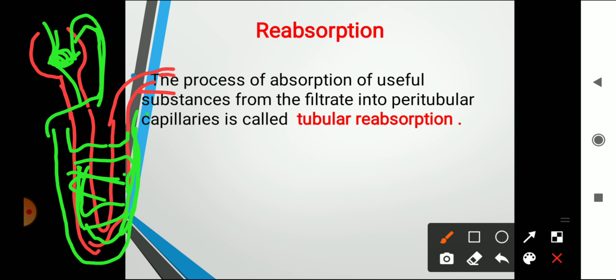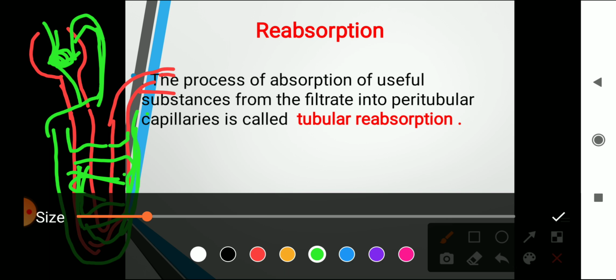Now, the glomerular filtrate is also coming down. Okay, so the glomerular filtrate, which gets collected in the Bowman's capsule, will be coming down through the tubular part of the nephron.